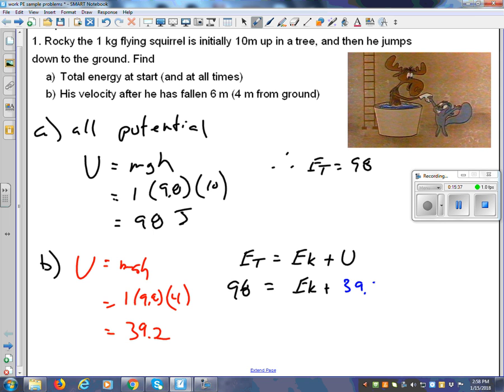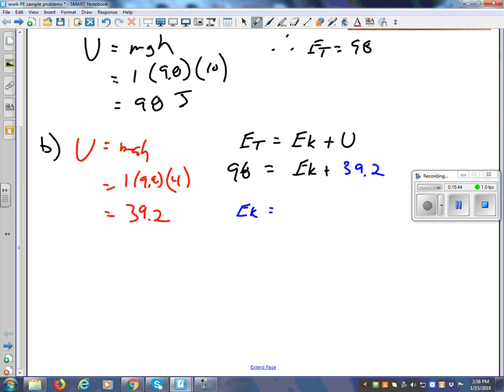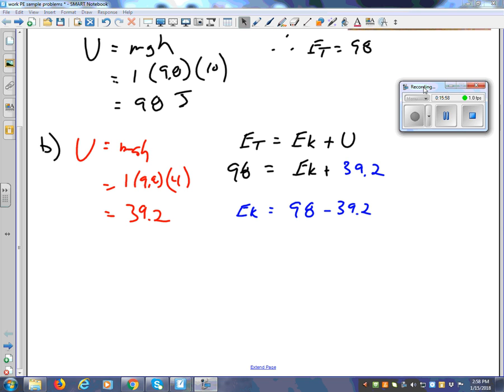If you want to do this work over here, go right ahead, which is what I was trying to do before. So that's going to be 98 minus 39.2. Why did it be minus? Oh, never mind.